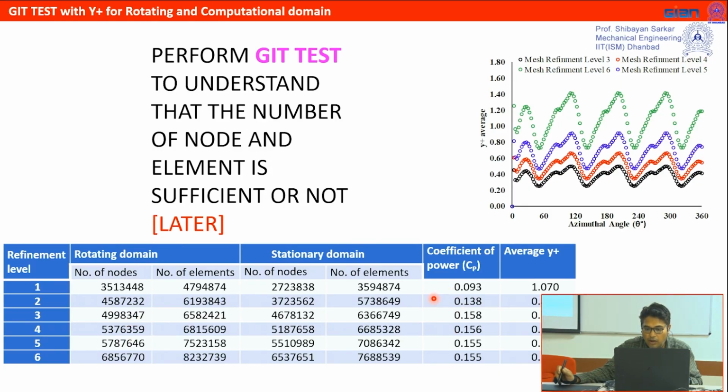So by observing itself, you can fix the refinement level. Even for this particular case you can go with the fourth level also. There is no change in the third digit after the decimal, so that also you can change.